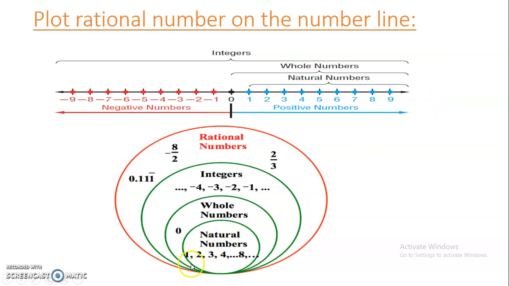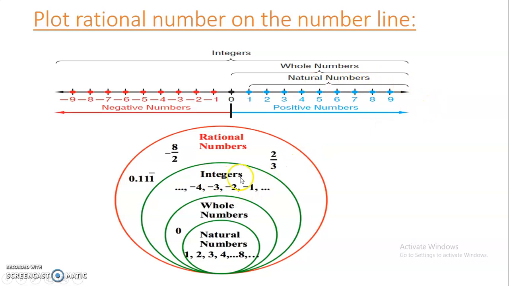What are natural numbers? The numbers that start from 1, 2, 3 and go till infinity. So all these positive numbers you can represent from 1 to infinity on the number line. Then there are the whole numbers, which include 0 and all the natural numbers, that is 1, 2, 3 and all these go to infinity. So on this number line also you can represent the whole numbers from 0 to infinity.